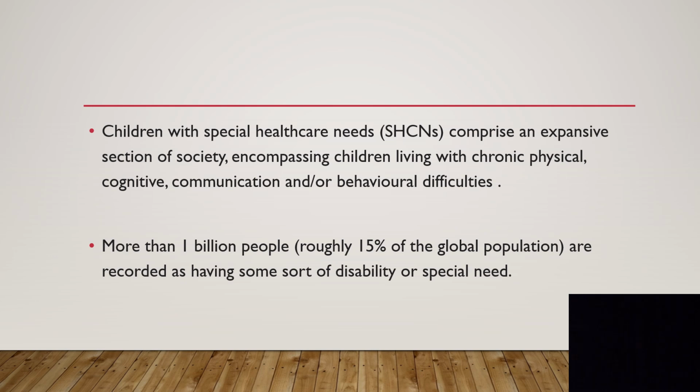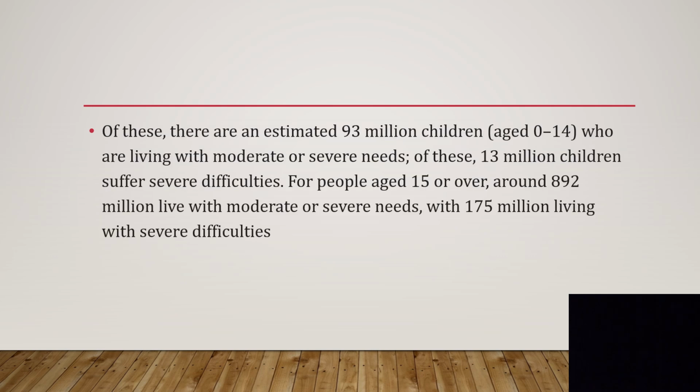More than 1 billion people, roughly 15% of the global population, are recorded as having some sort of disability or special need. Of these, there are an estimated 93 million children aged 0 to 14 years who are living with moderate or severe needs. Of these, 13 million children suffer severe difficulties. For people aged 15 or over, around 892 million live with moderate or severe needs, with 175 million living with severe difficulties.